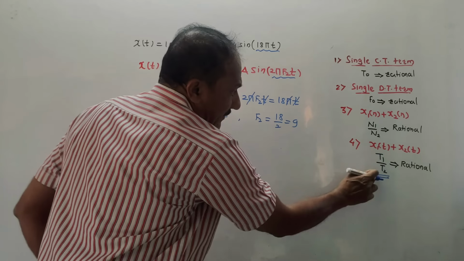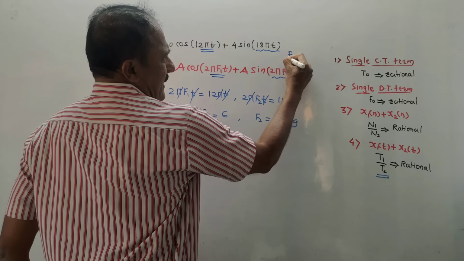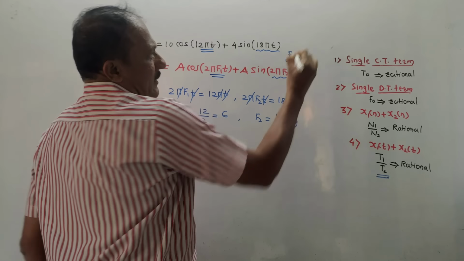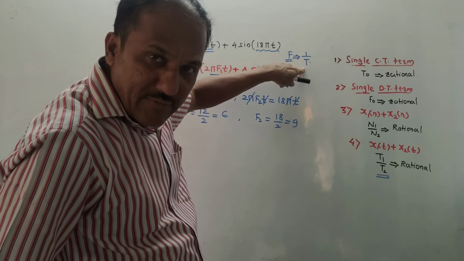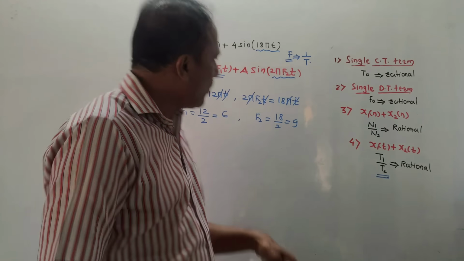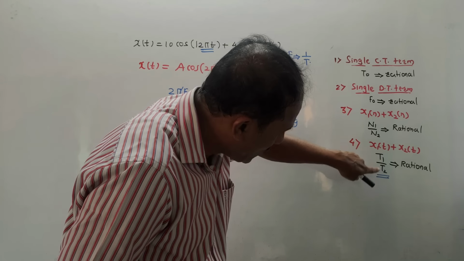Now, how to calculate T1 and T2? Keep in mind, the notation f in any signal represents frequency. If you take its reciprocal, f is 1 by T, where T is the fundamental time period. Frequency and time period are reciprocals of each other. Now, to check the periodicity, I want to take the ratio of T1 by T2.